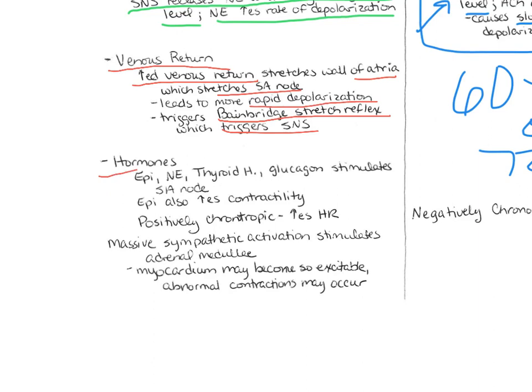There are other hormones too that I had mentioned on the other page: epinephrine, norepinephrine, thyroid hormone, glucagon. They all stimulate the SA node, so they can increase heart rate. Glucagon used to be a drug that we gave to increase the heart rate. Epinephrine also increases contractility. So when a person is going into shock and their blood pressure is dropping, we want their blood pressure and heart rate to go back up, and epinephrine will be used.